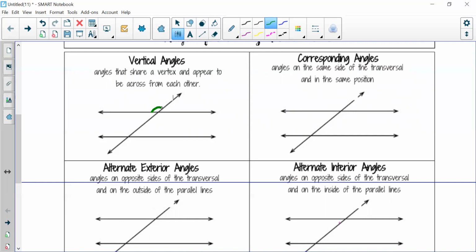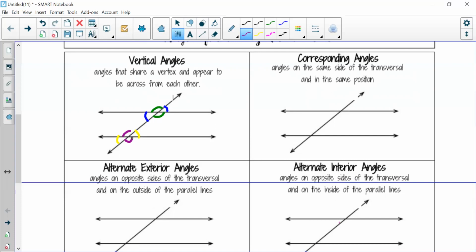Y'all look here. Y'all, is this angle at the bottom right here vertical or the one right next to it? Okay. There is the set of vertical angles. Y'all, I'm gonna color code mine because I can. Okay. Here's another set of vertical angles. There's a set of vertical angles. And here's the other set of vertical angles. Okay.